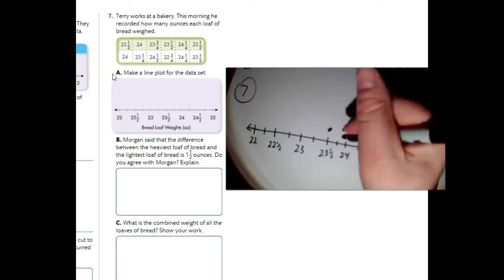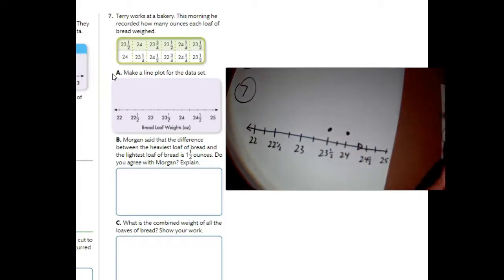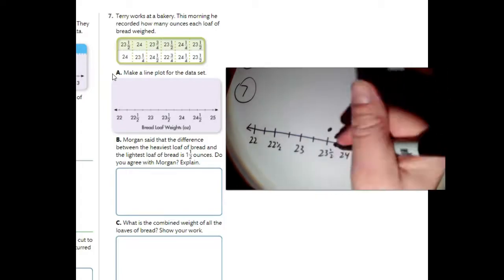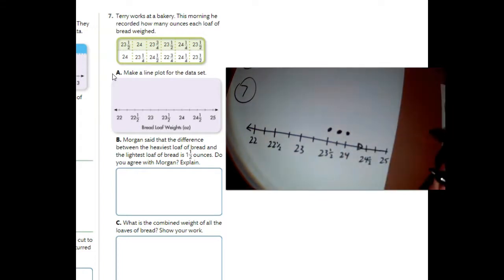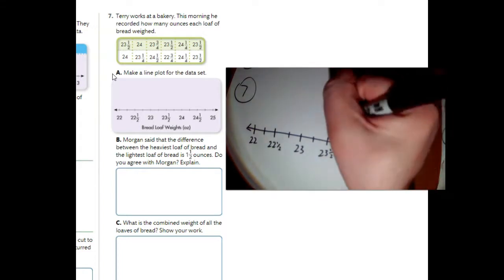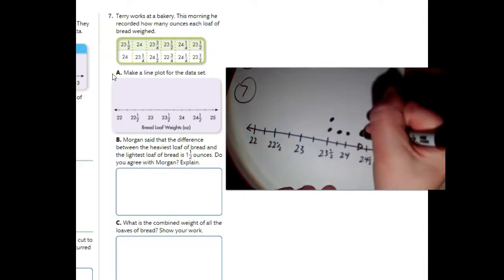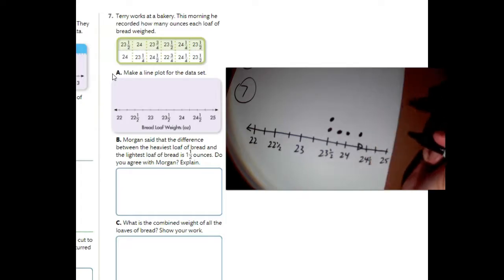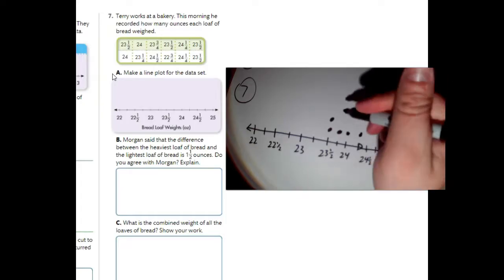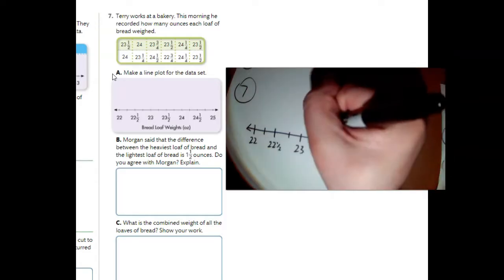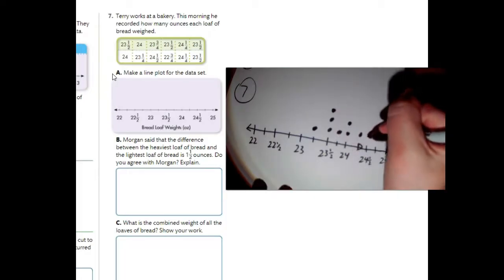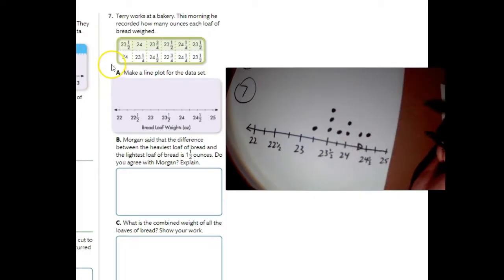Here's 24. Plot it. Cross it off. 23 and 3/4. Plot it. Cross it off. 23 and a half. Again, plot it. Cross it off. 24 and a quarter. Plot it. Cross it off. 23 and a half. Plot it. Cross it off. 24. Again, plot it. Cross it off. 23 and a quarter. Plot it. Cross it off. 24 and a half. Plot it.